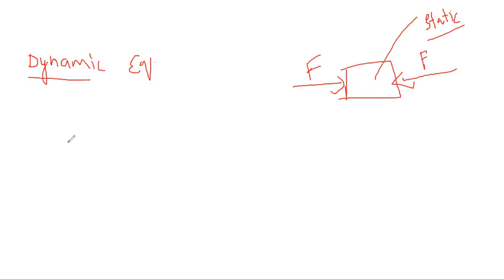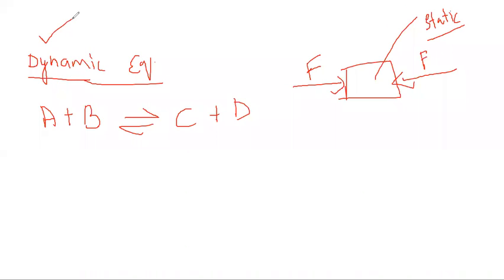But in chemical reactions, reactants are moving towards the products and products are moving towards the reactants. So there is a motion. There is no static condition. This type of equilibrium is called dynamic equilibrium. That's why chemical equilibrium is a type of dynamic equilibrium.